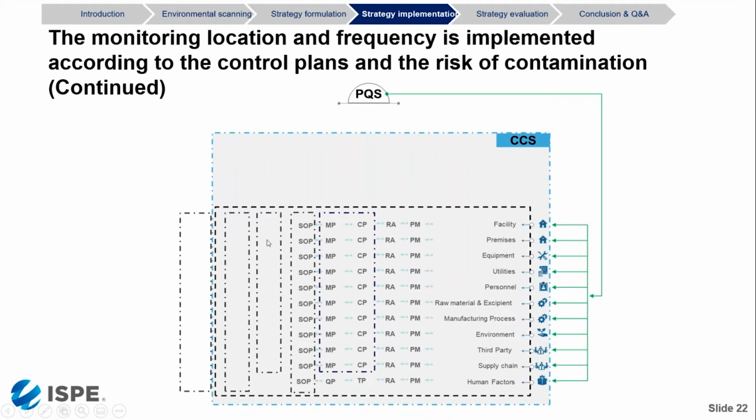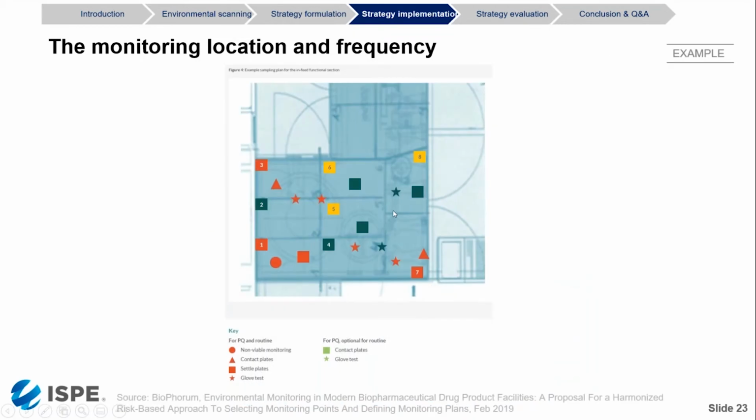So through the implementation, you are already here, okay? Of course, there will be deviation and CAPA. I didn't put it here. It will come afterwards. Good? Good.